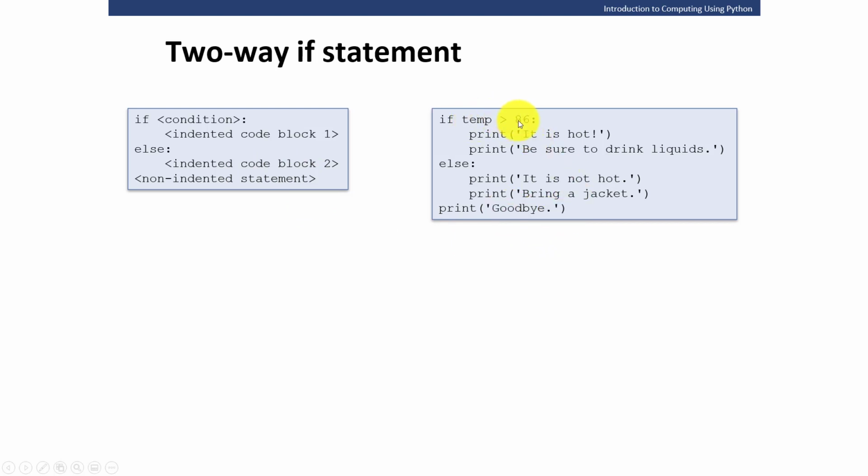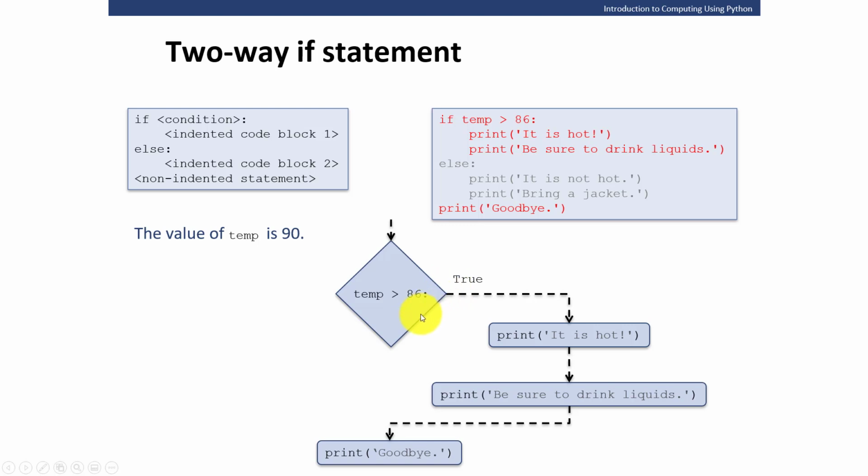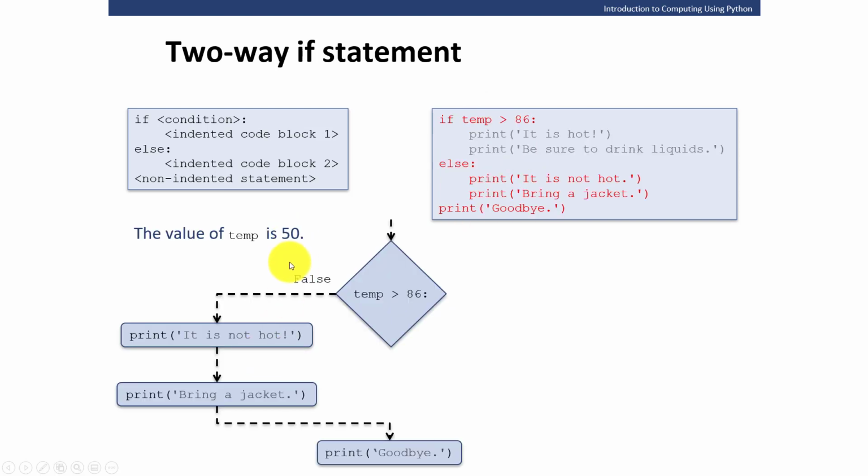So if the temperature is above 86, you print it's hot, be sure to drink liquids. Otherwise, else, if the temperature value is less than or equal to 86, it's not hot, bring a jacket. Okay, so if the temperature is 90, what's going to be printed? It's hot, be sure to drink liquid, and print goodbye. Those three statements, the red ones, will be executed. If it's 50, the condition here is false, so those statements will be skipped, and I'm going to print it's not hot, bring a jacket, and goodbye.